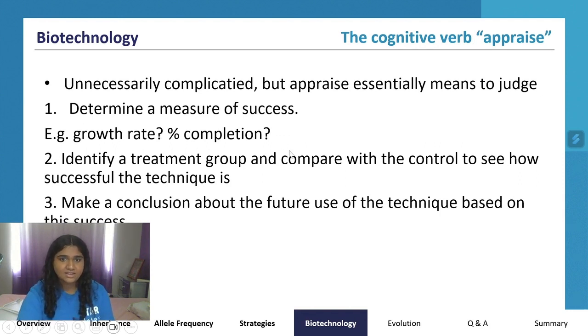Your second step is to identify a treatment group and compare it with the control to see how successful the technique is. So you take that technique that you're trying to appraise and compare it against a technique that's already used and see, are the accuracy levels higher or lower? Are the times higher or lower, et cetera. And then finally, make a conclusion about the future use of the technique based on the success. So whether or not it's actually better than the techniques that are already used, or whether the previous one was better, so the new technique should just be scrapped entirely. And so anytime you see an appraise question, these are the three steps that you need to put into your answer to get it correct.